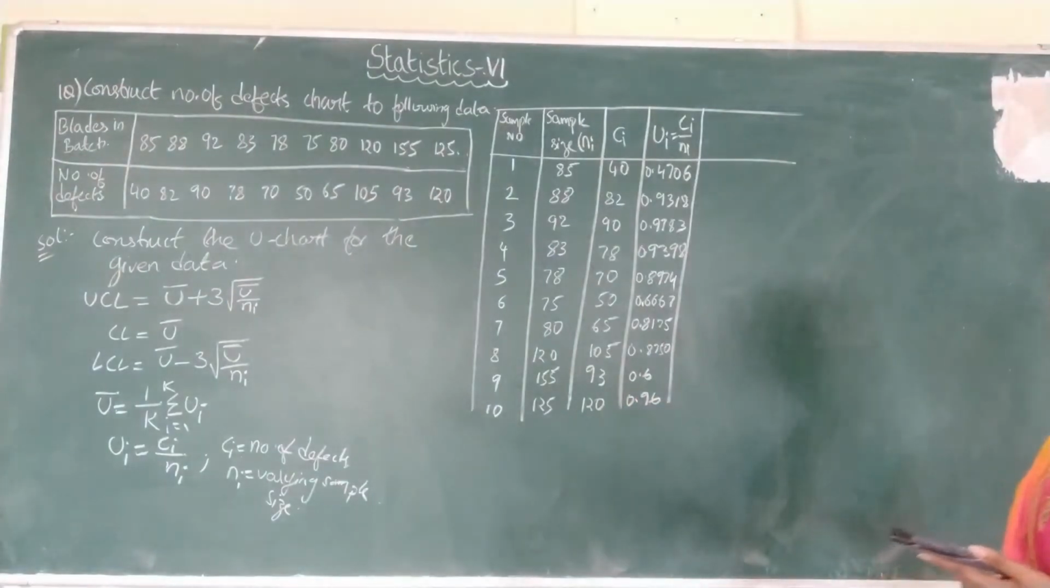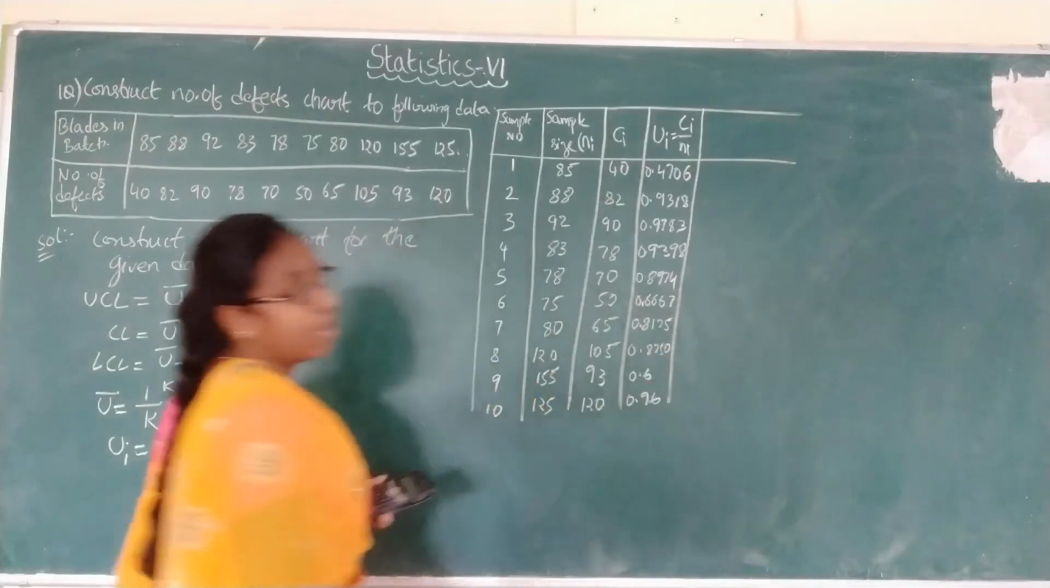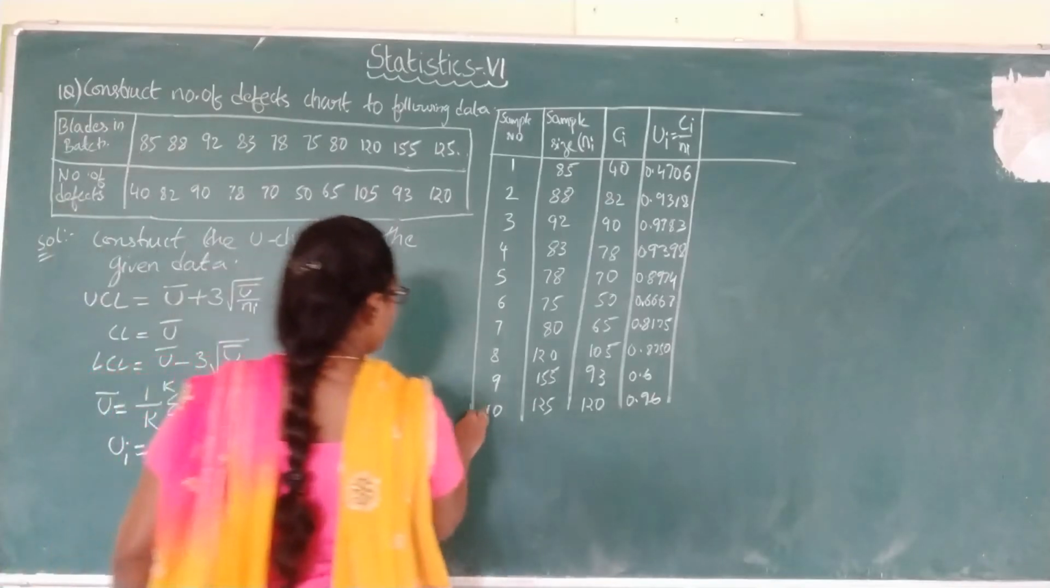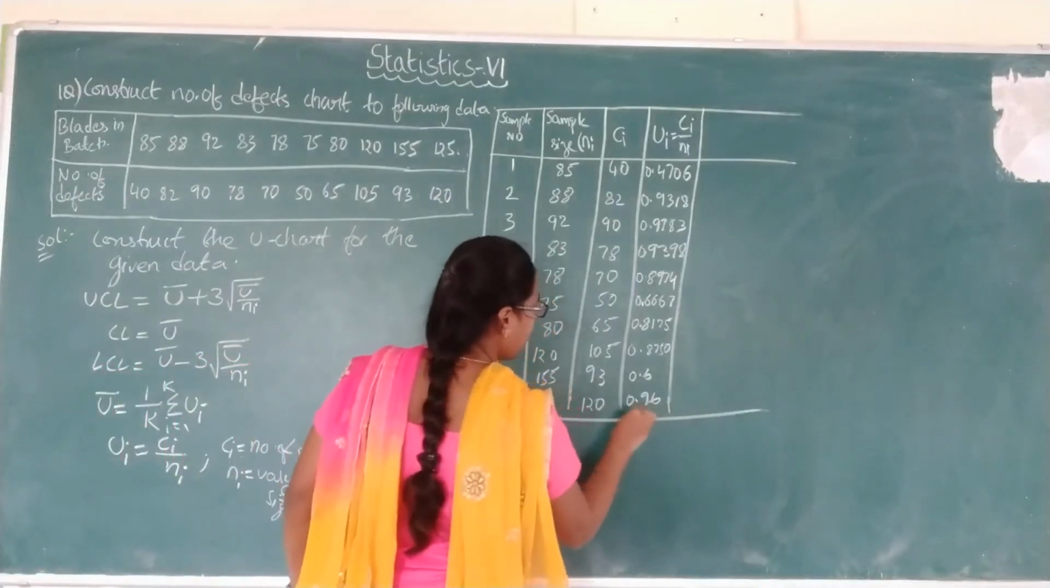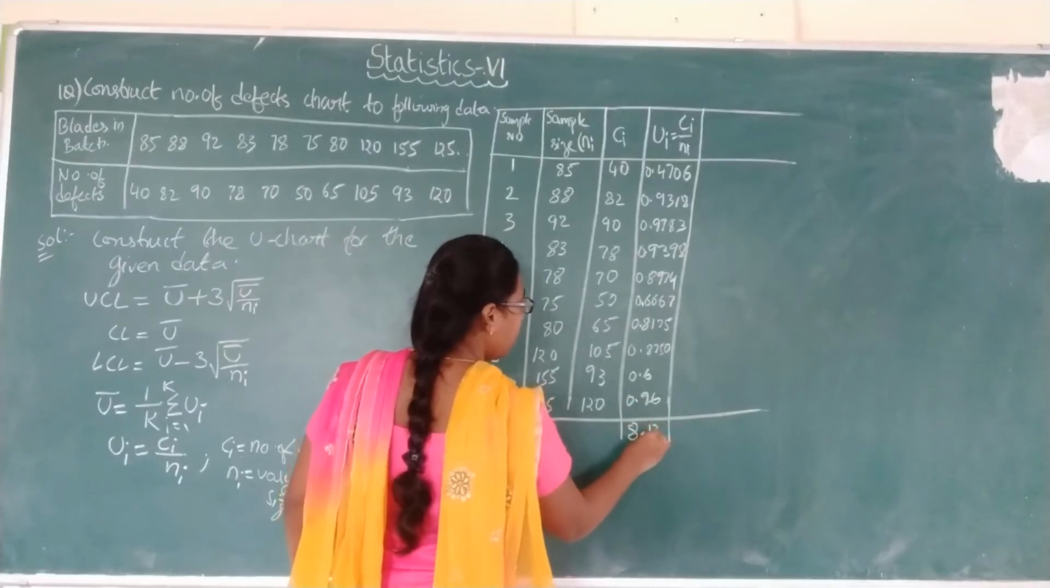From the Ui values, first find the summation of Ui. Add all the Ui values given. If you add all of them, you will get the summation Ui value as 8.133. So the summation Ui value is 8.133.